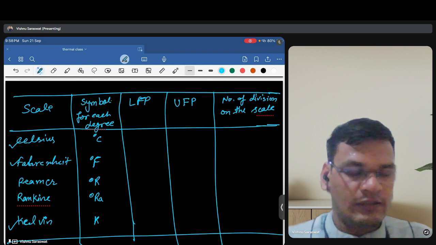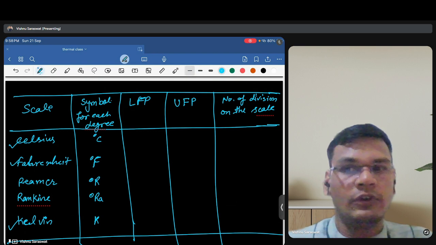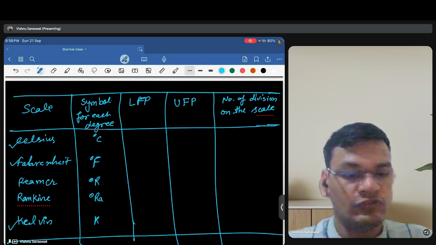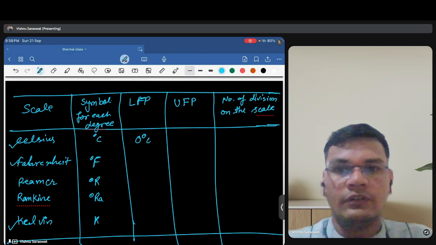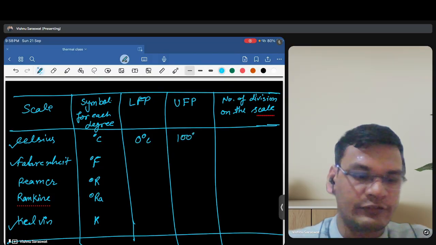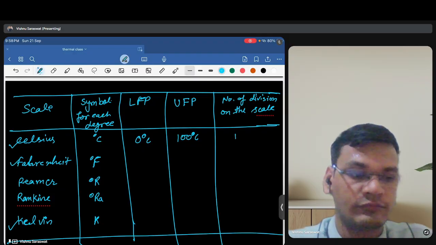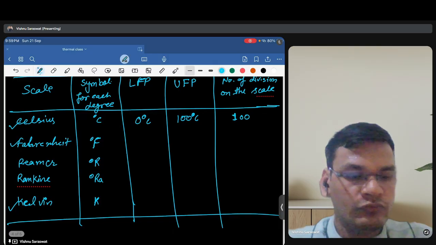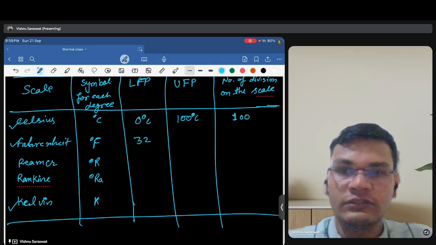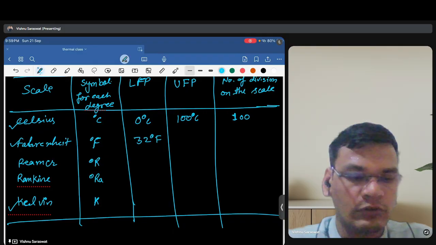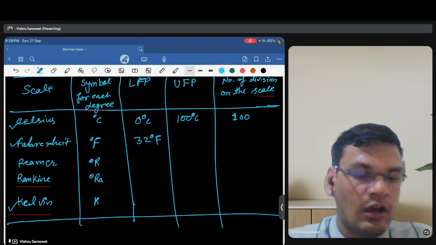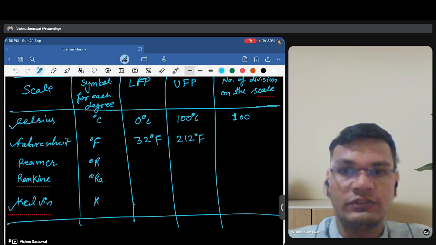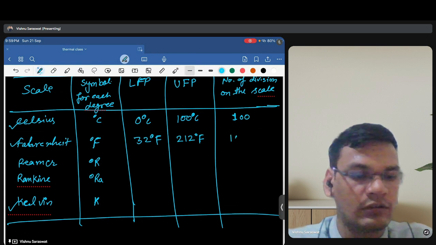As I already told you, the lower fixed point in the Celsius scale is 0 degree Celsius and the upper fixed point is 100 degree Celsius. So the number of divisions on the Celsius scale is 100. In the Fahrenheit scale, the lower fixed point, or reference point, is 32 degrees Fahrenheit, and the upper fixed point is 212 degrees Fahrenheit. So the number of divisions on the scale is 180.